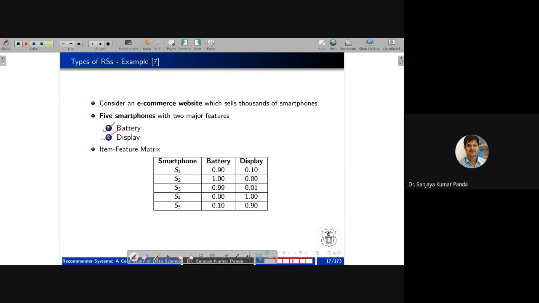But coming to the last 2 smartphones, S4 and S5, you will see the second feature, display, is better in comparison to the battery, right? So the display value of S4 is 1, which indicates that this smartphone is good in terms of display, but not in terms of battery. Similarly, if you go to smartphone S5, you can see 0.9 for display and 0.1 for battery. So obviously, display is better than battery, right? These types of features you can find in an item feature matrix.